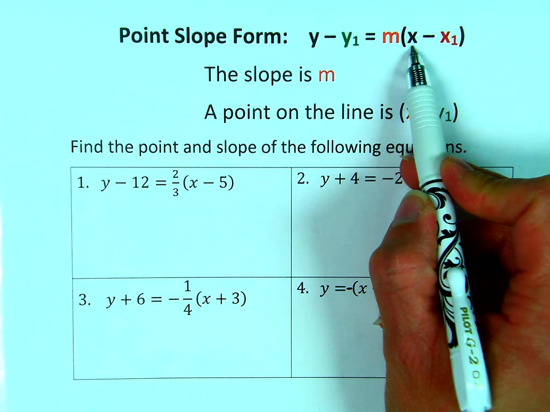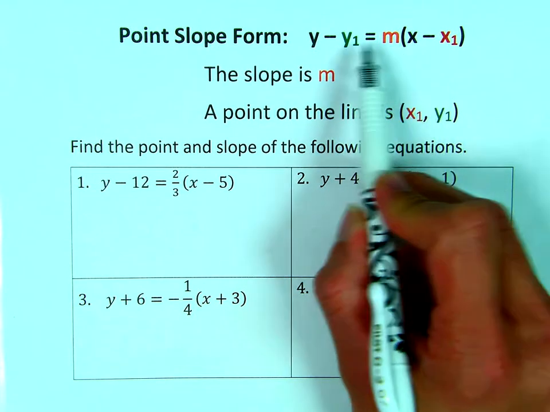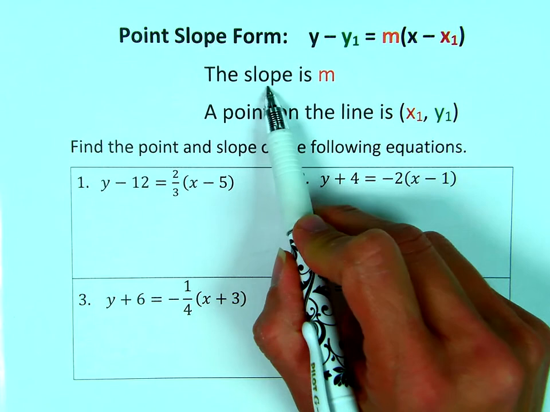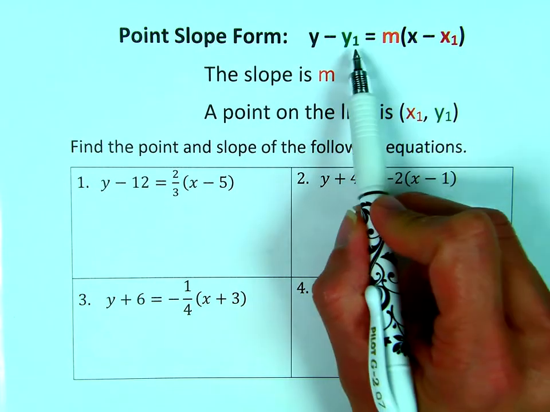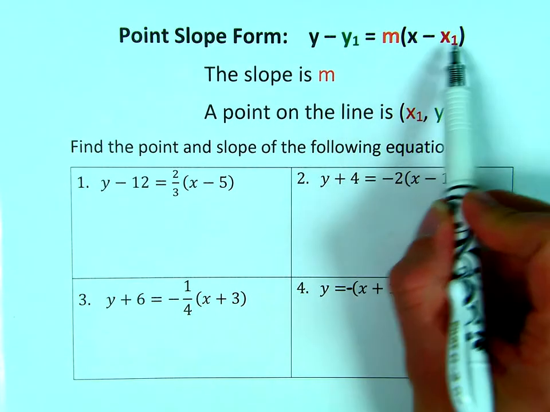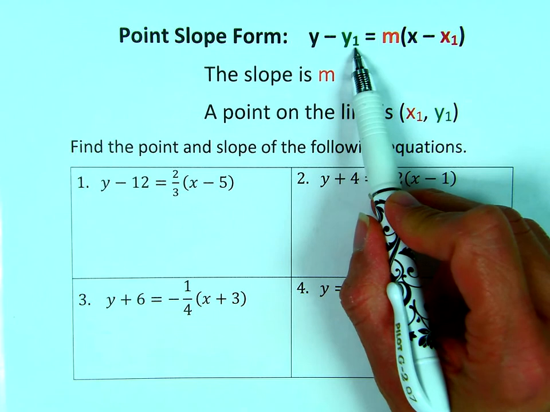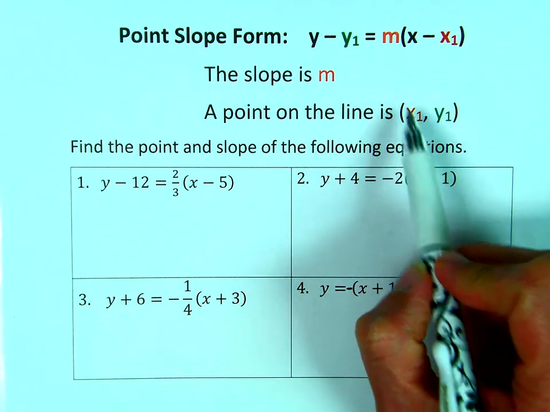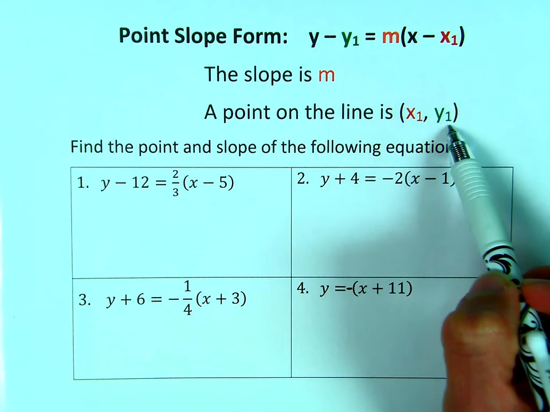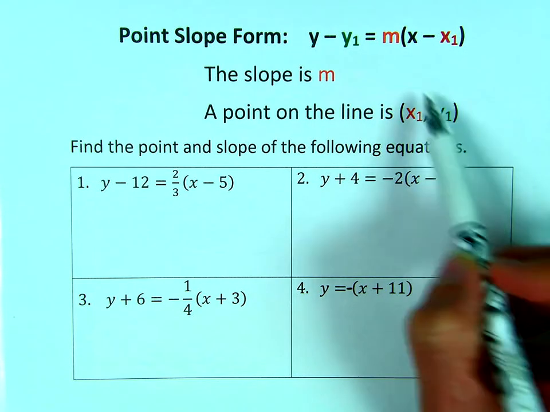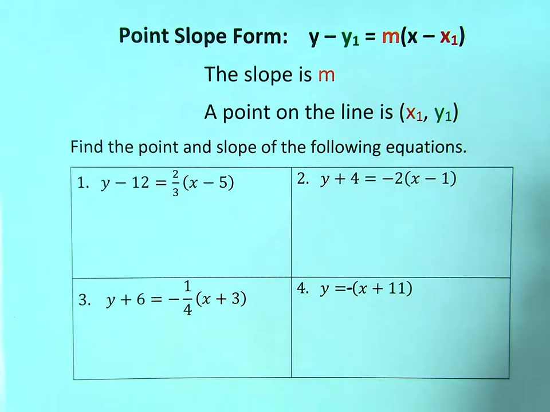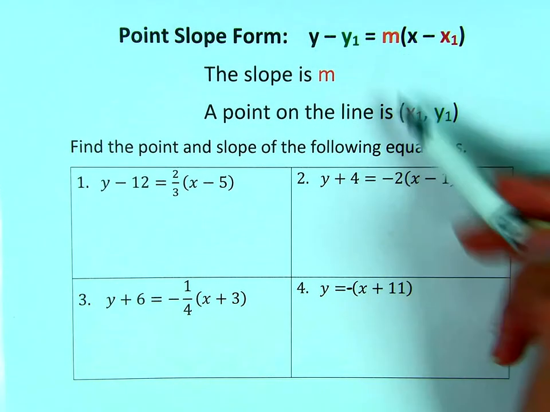What I need you to notice is that this point-slope form has a y and an x. It has an m, which stands for our slope, and then it has an x sub 1 and a y sub 1. Remember, subscripts in math tell you which one. So the x sub 1 is the x-coordinate of a point on the line. The y sub 1 is the y-coordinate of the point on the line. So when you look at an equation in point-slope form, you can see a point on the line and you can see a slope, the slope of the line.